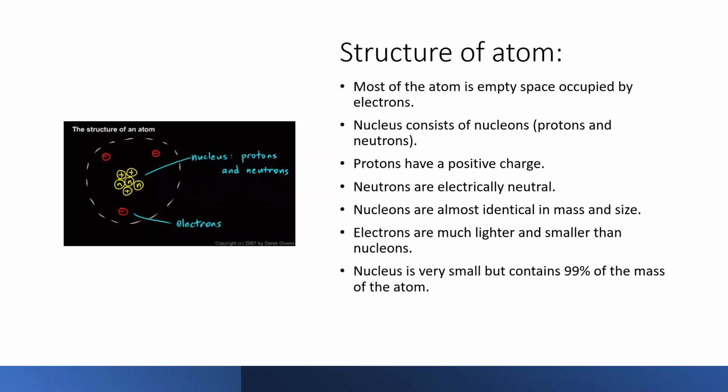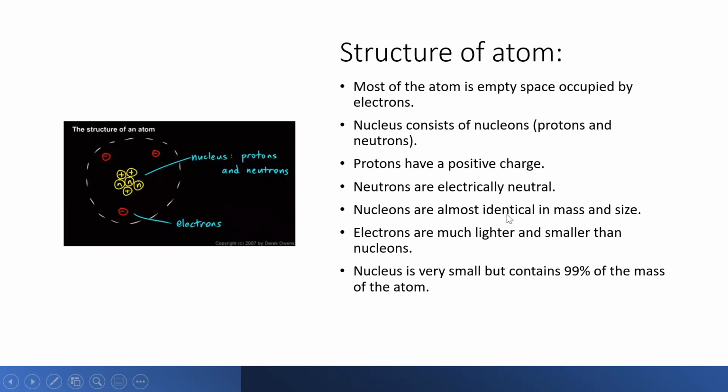Most of the atom is empty space occupied by electrons. The nucleus is in the center with the positive protons and neutrons which have no charge, and there is a cloud of electrons around the nucleus. Protons have a positive charge, neutrons are electrically neutral. Protons and neutrons are also called nucleons because they are found inside the nucleus.